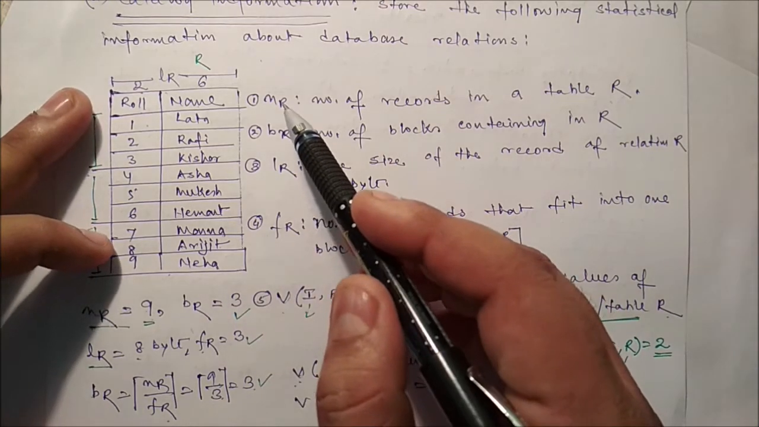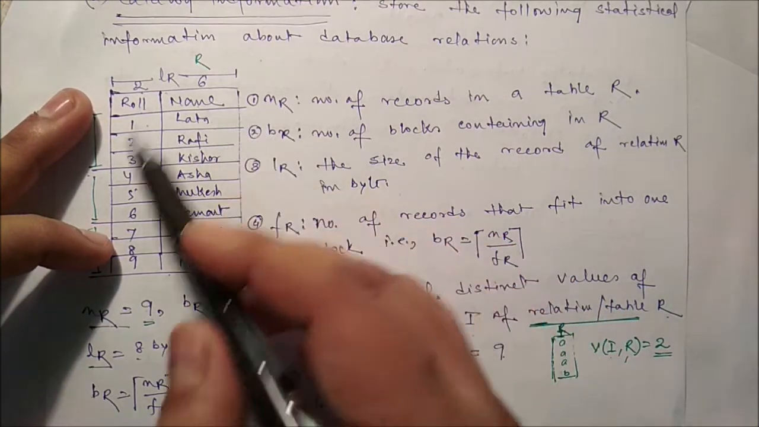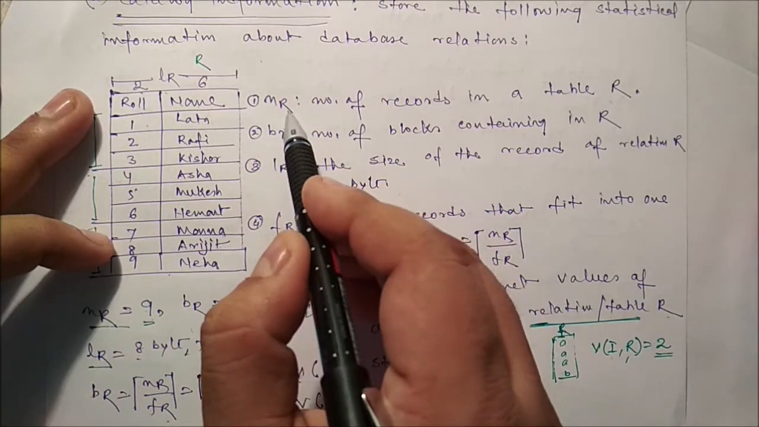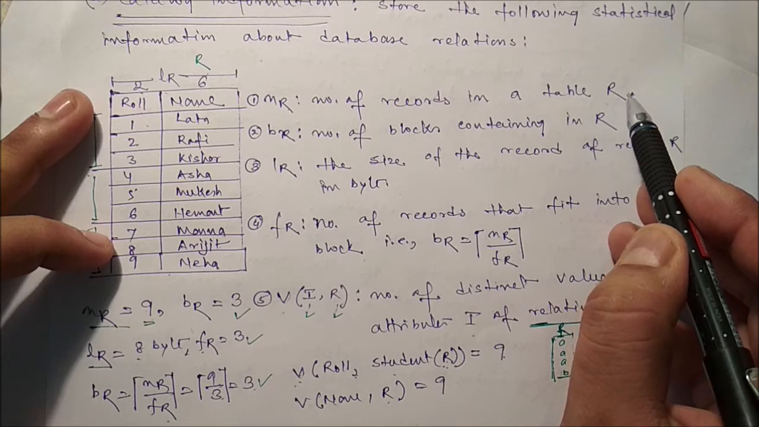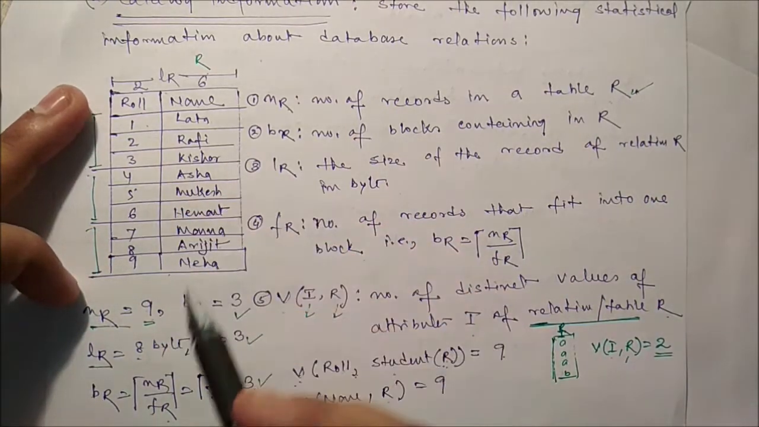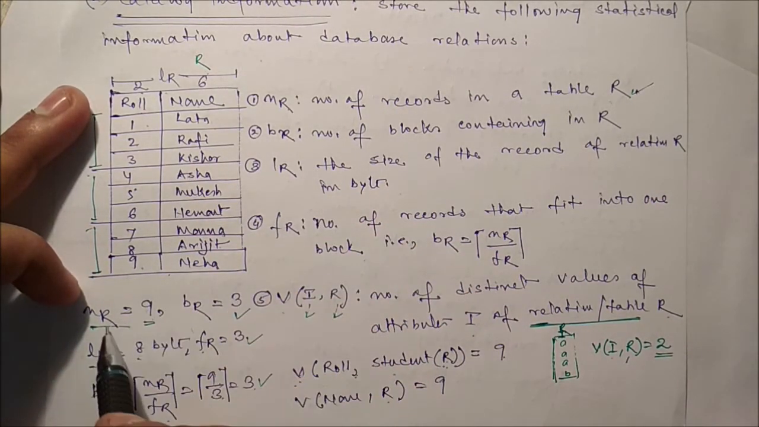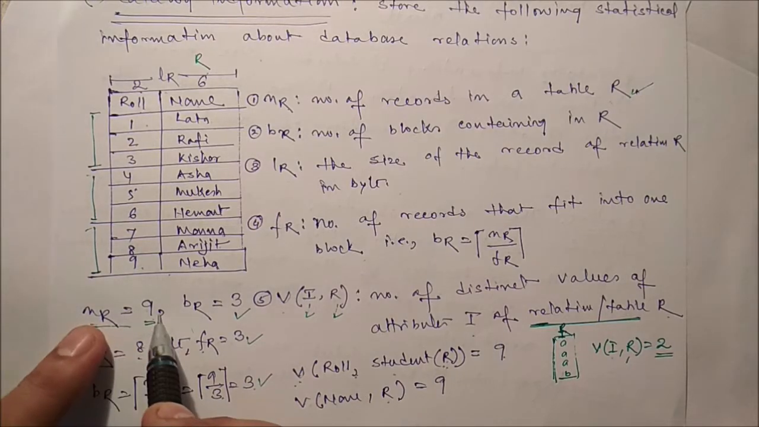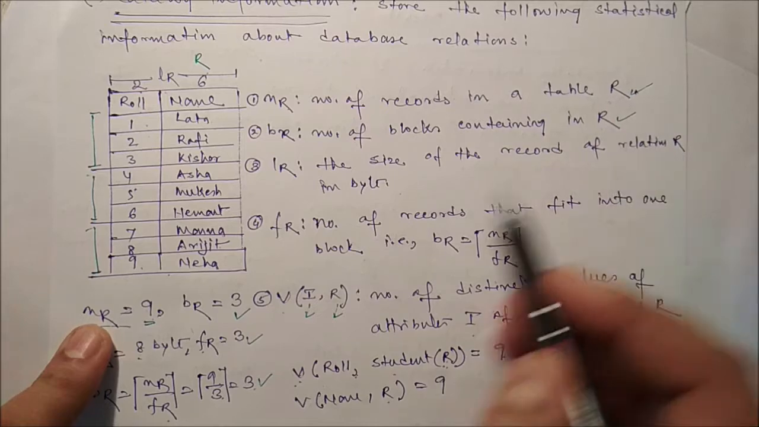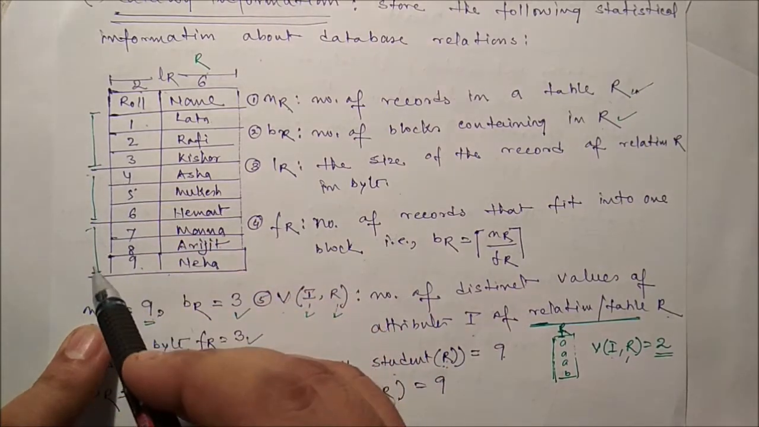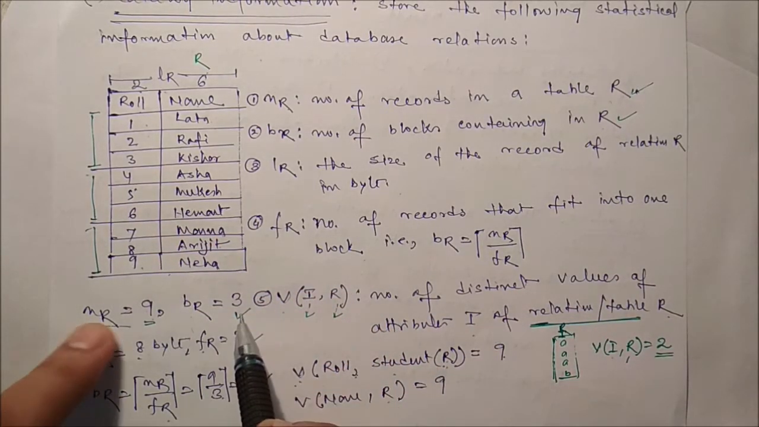Now a few statistical pieces of information we store for each and every table. nR is the number of records in table R, the relation. So how many records are there? Here 9 records are there, so nR is equal to 9. bR is the number of blocks containing R. So how many blocks are there? We can see 3 blocks are there, so bR should be 3.